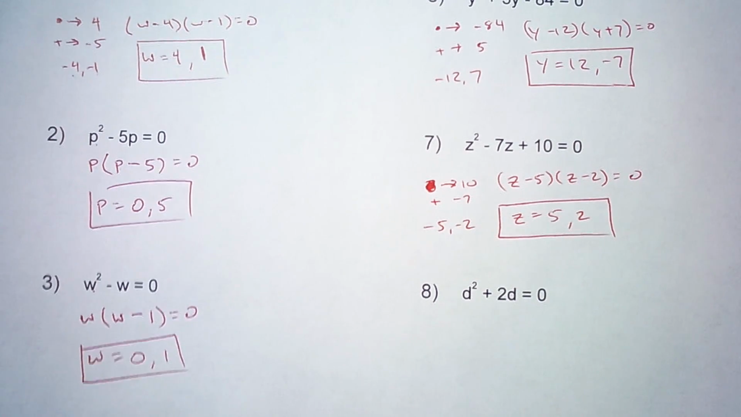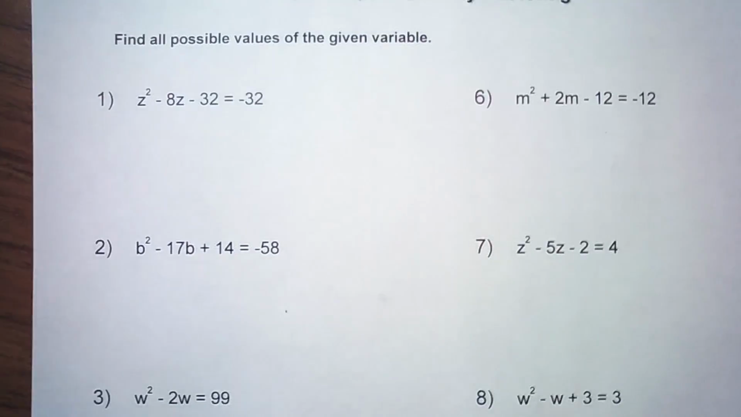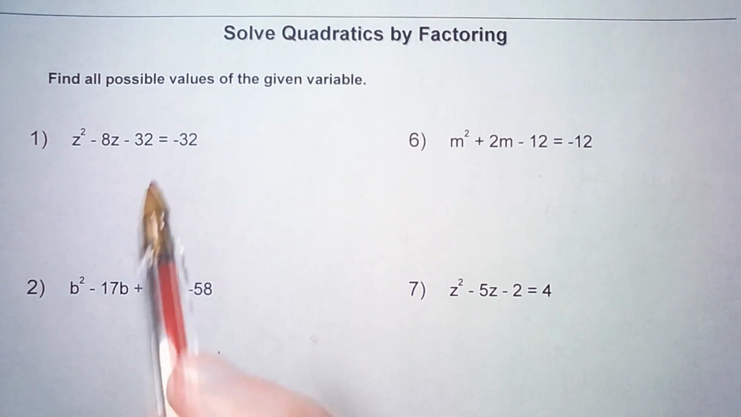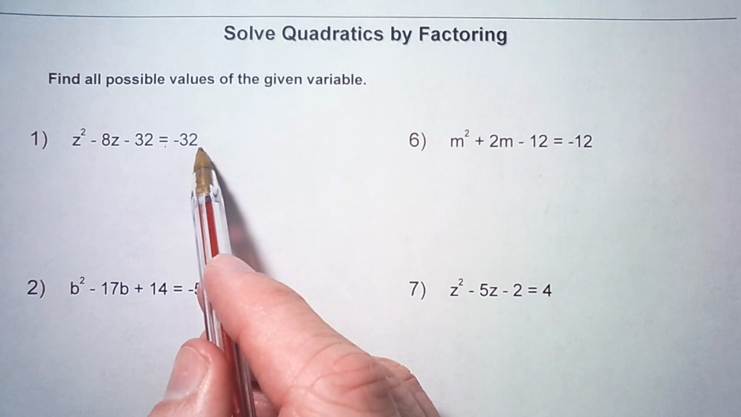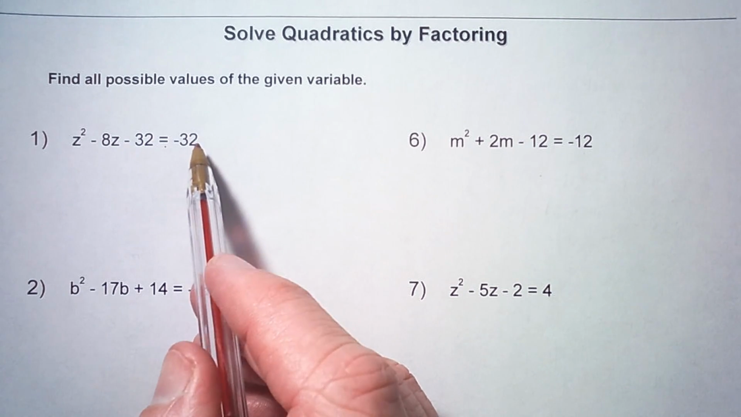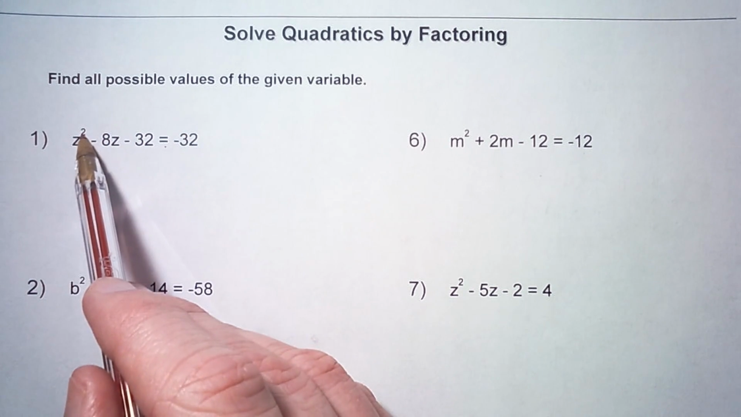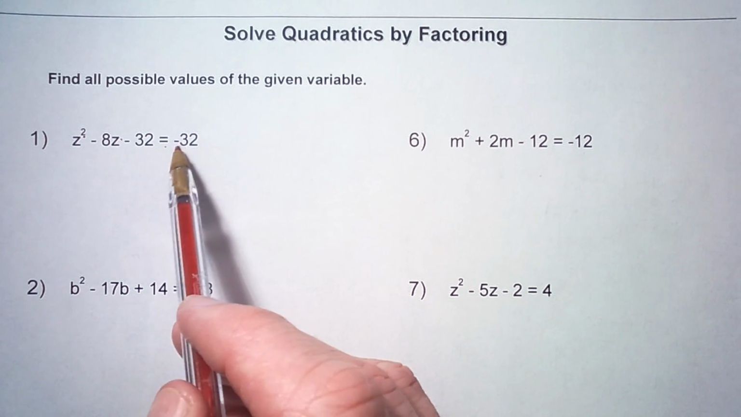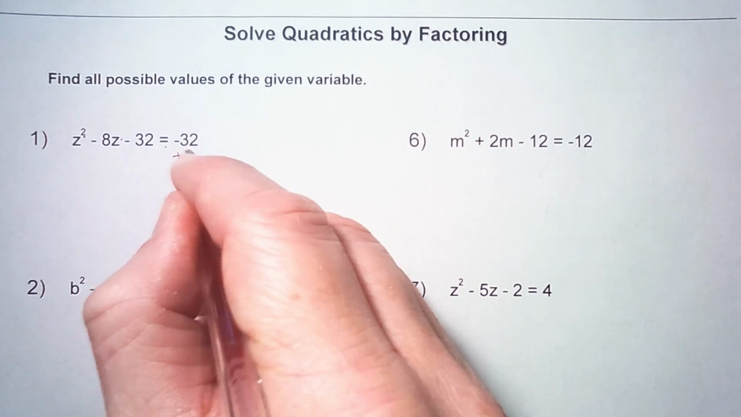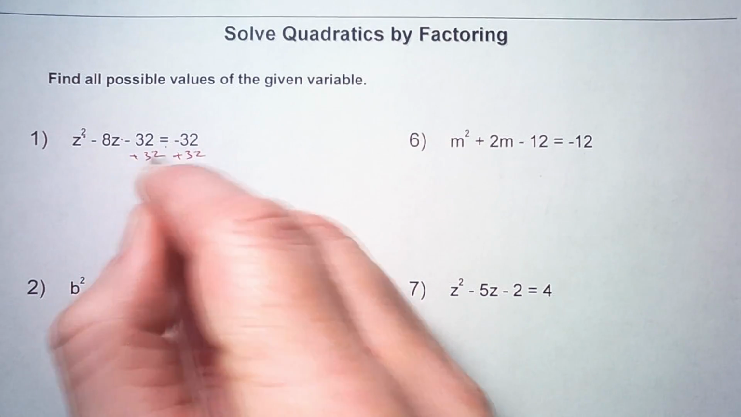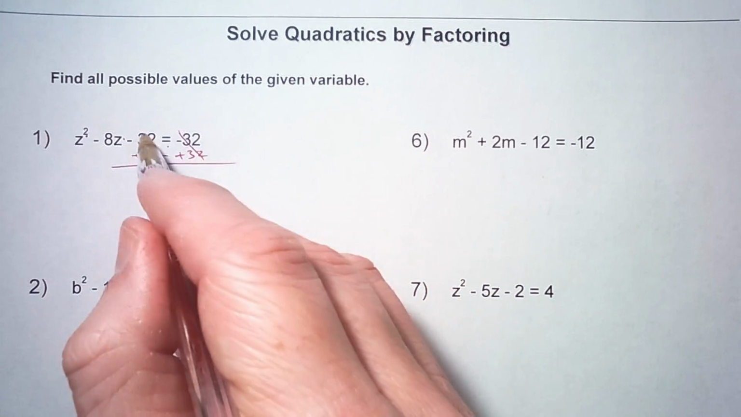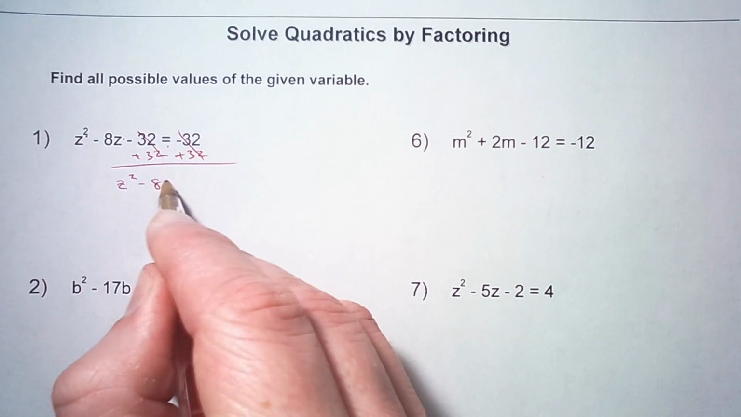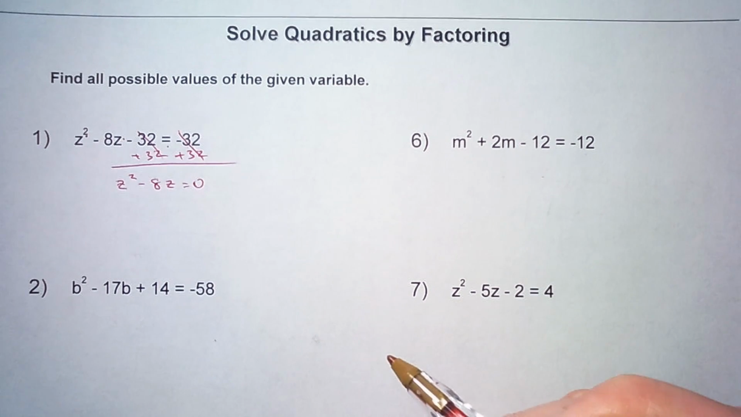Okay, now with that, let's turn the page, and we've got a little difference on this next page here. Here I have equals negative 32 instead of equals 0. Anytime I have a squared term and a first powered term, I want everything on the same side set equal to 0. So I'm going to add 32. And that actually cancels out on both sides. So I have z squared minus 8z equals 0.